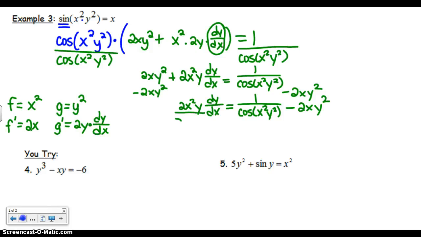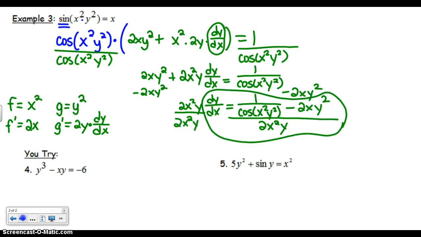And so then I'm going to divide the 2x squared y. So all of this is getting divided by the 2x squared y. So my derivative is this very complicated function, 1 over cosine x squared y squared minus 2xy squared, all over 2x squared y. Okay, so I want you to try 4 and 5.